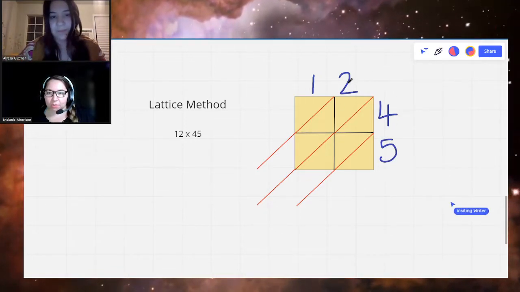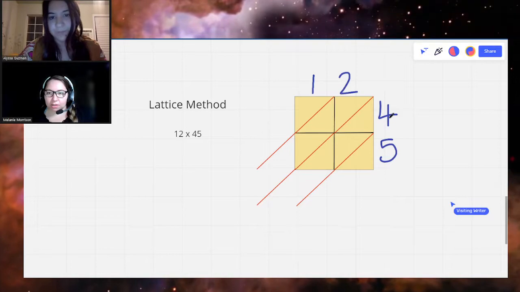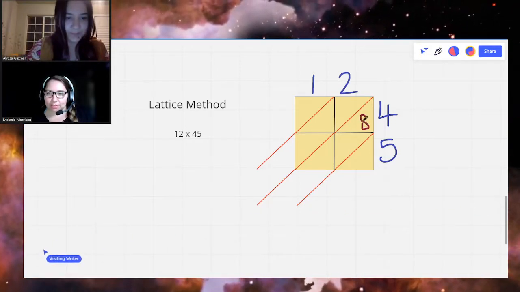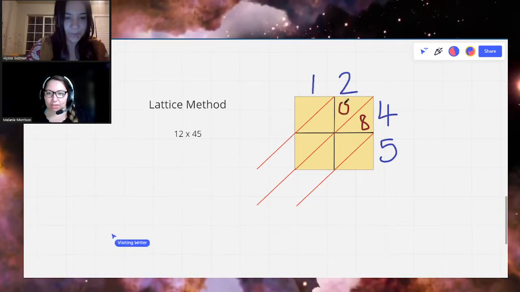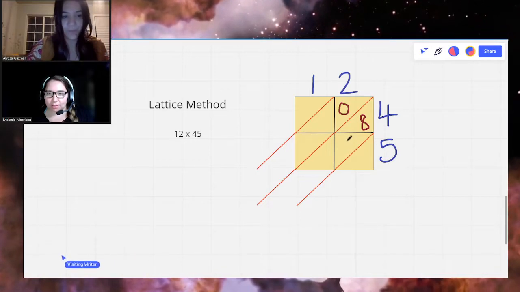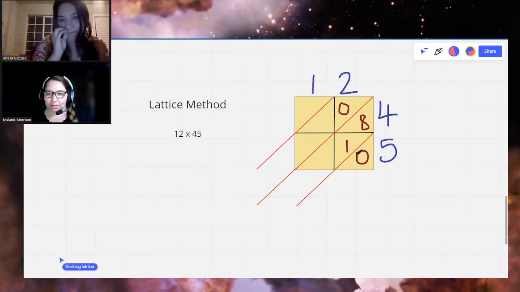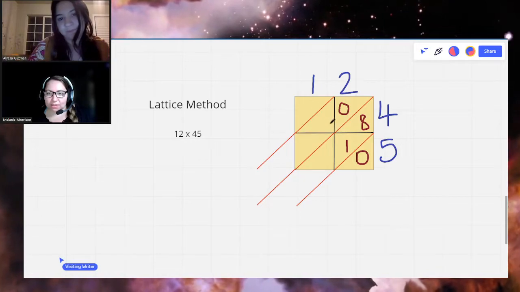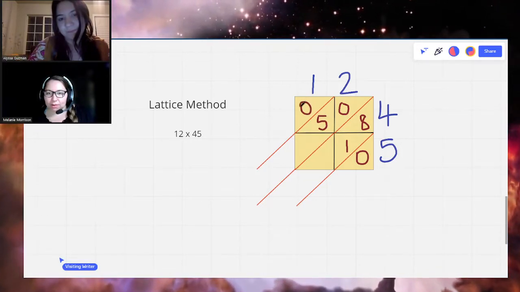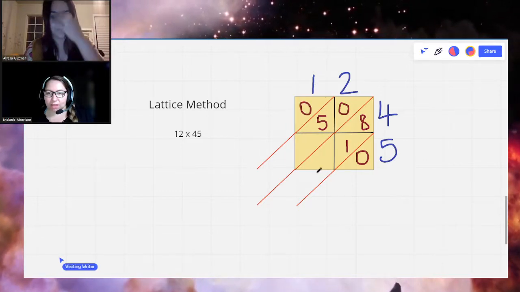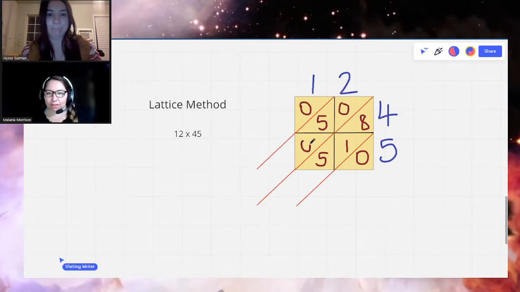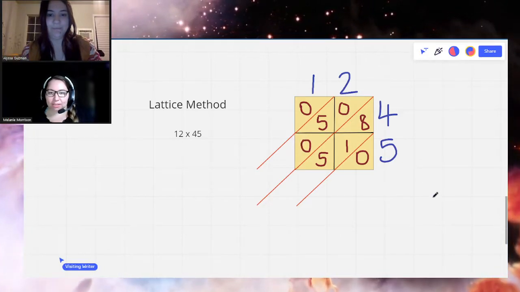So starting here in the ones, we're going to do 2 times 4, and that gives us 8. So 8 goes here, and our 0 goes here. 2 times 5 is 10. A 1 and a 0. 1 times 5 is 5. 5 goes in the ones. 0 goes in the tens. And 1 times 5 again is 5. So same thing again. 5 in the ones place, 0 in the tens place.